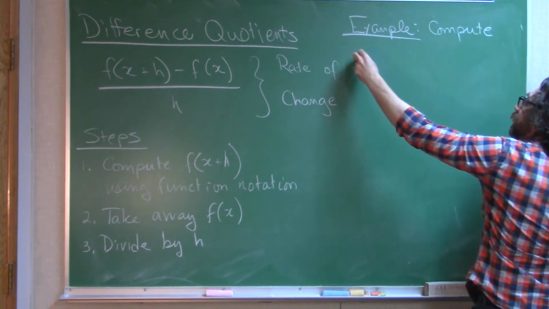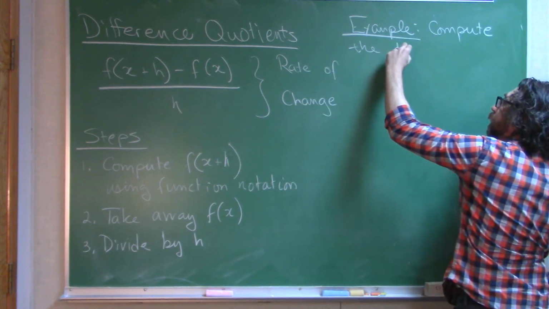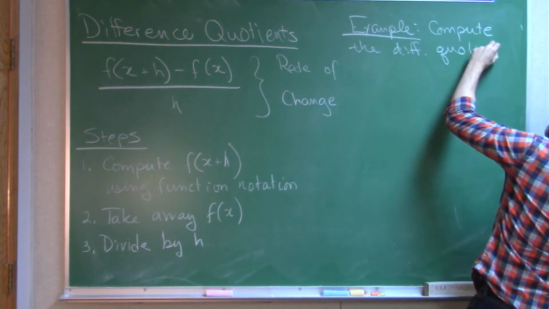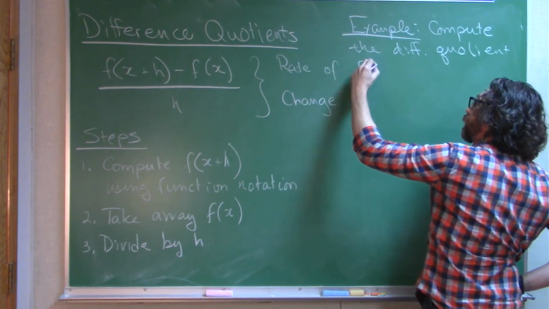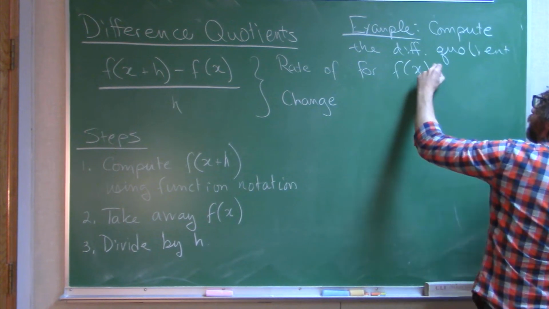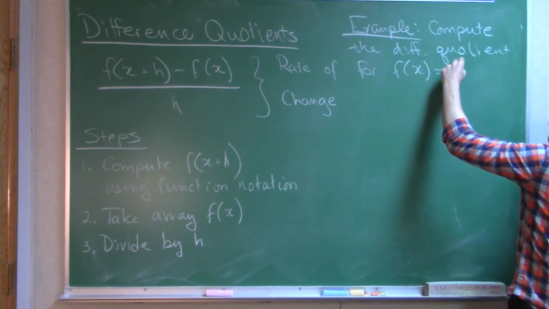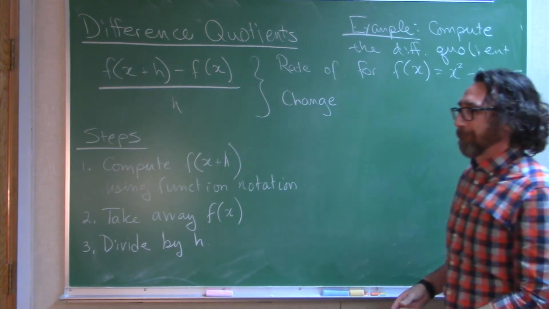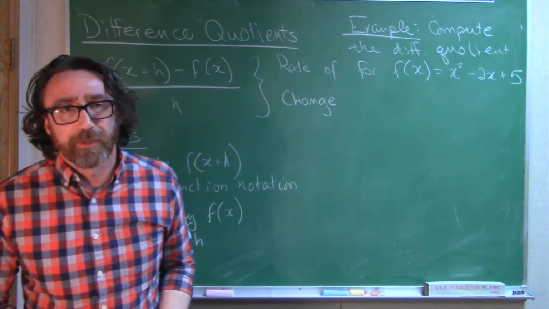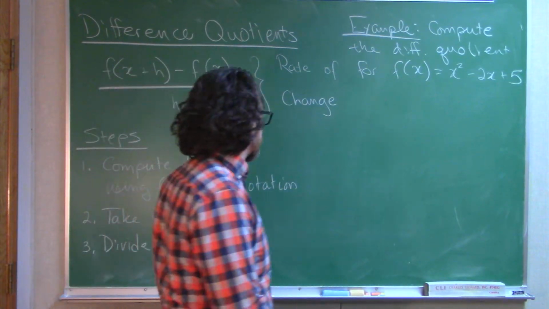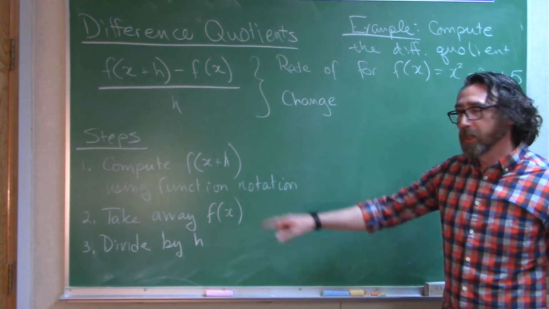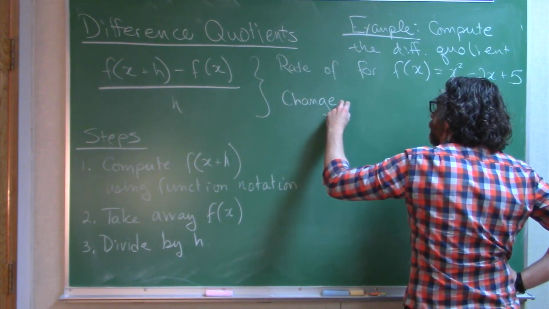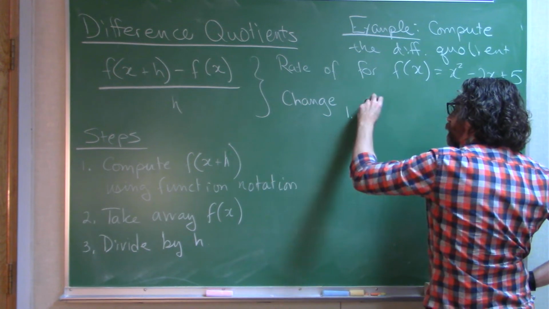Let's do an example. Compute the difference quotient for f of x equals, let's take a quadratic one. Let's do x squared minus 2x plus 5. So x squared minus 2x plus 5. Okay, well, I'm going to take my own advice. I'm going to start by computing what f of x plus h actually is.